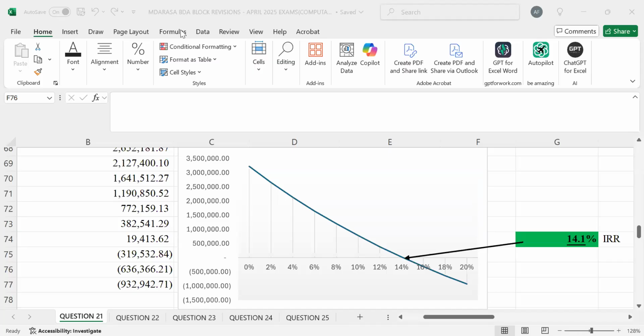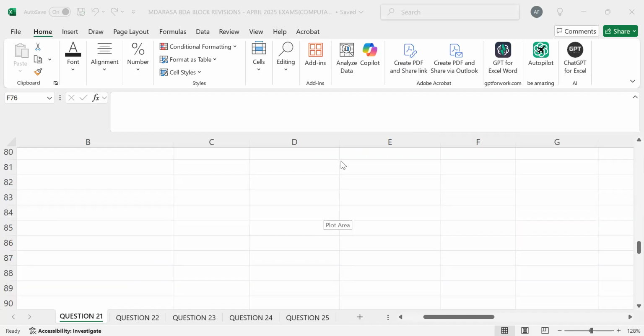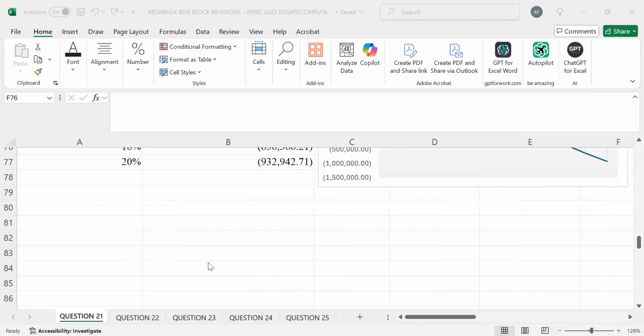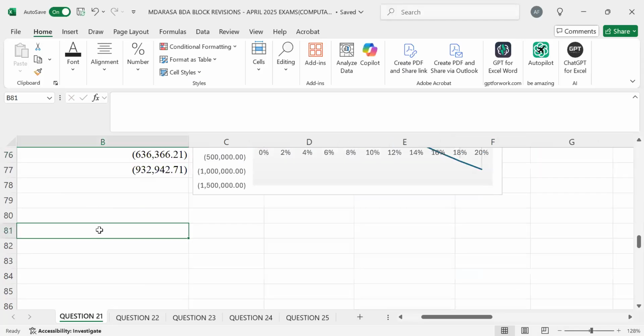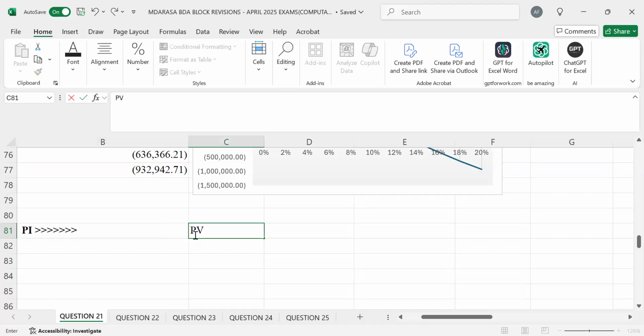Okay, great. So in this case, I believe all of us now have the concept right. So for another case, what if you're asked for PI, the profitability index? So for the profitability index, remember, we need to determine the present value of our cash flows, and we divide by our initial outlay.